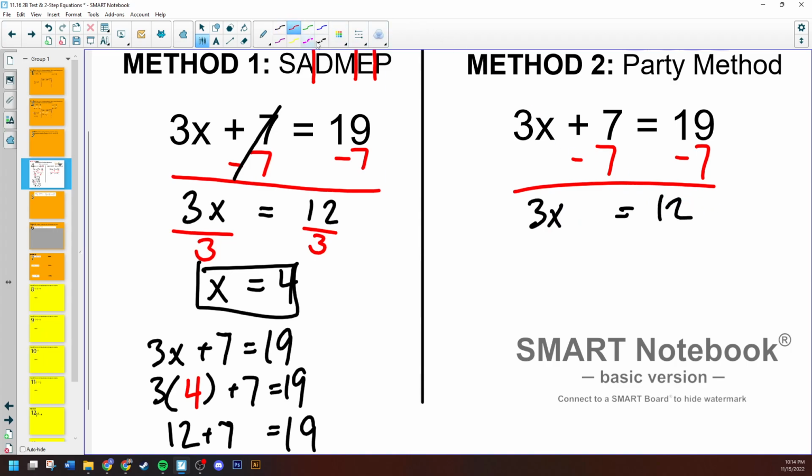And now it is time, party's over, cleanup's all over, mom said no sleepover, so it is time for our best friend to go home as well. So we're going to divide by 3, and we end up getting x equals 4. So take note that both these methods are just helping to tell you the order in which you should be doing your inverse operations or your properties of equality. It doesn't help you with the actual math, but again, it talks about order.